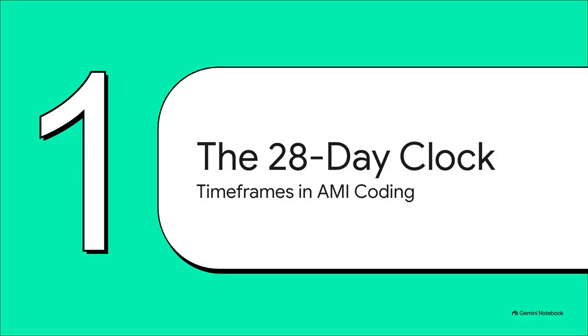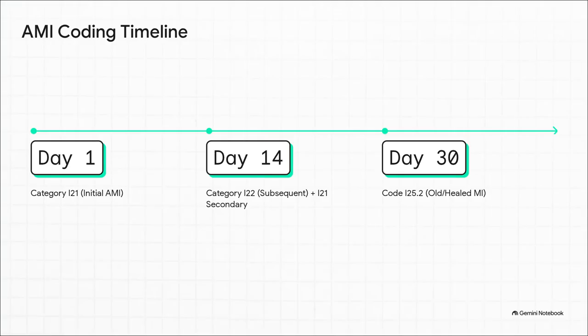Section 1. The 28-day clock and timeframes in AMI coding. Okay, picture a strict countdown clock ticking from the exact date of onset. For those first 4 weeks, or exactly 28 days, you're locked into category I-21 for an initial AMI. But the absolute second you hit day 29, that acute window slams shut. From that point on, it is officially classified as an old or healed MI.